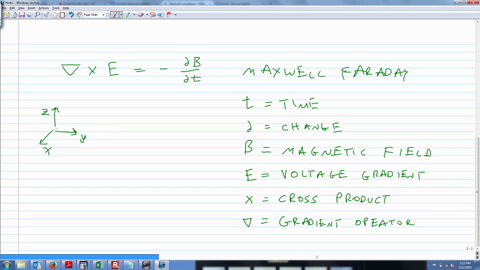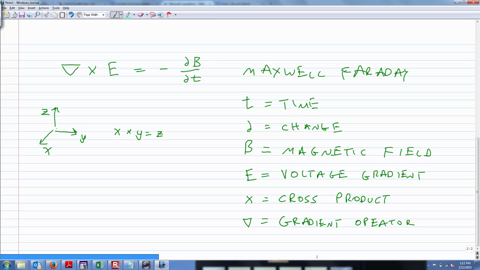If I do X, sorry, they look a lot alike. I'm trying to make that X kind of cursive. X cross Y equals Z.